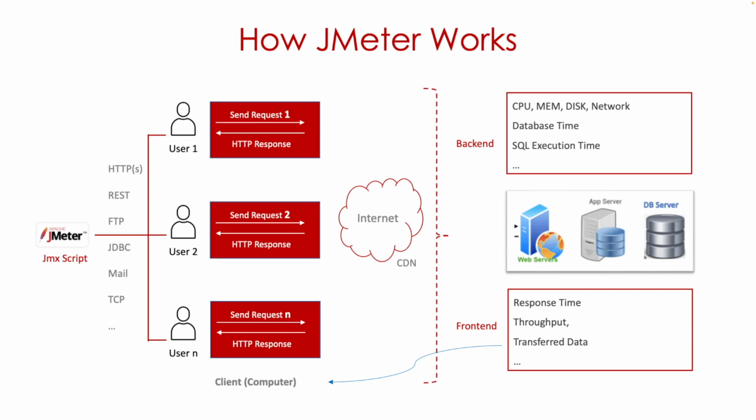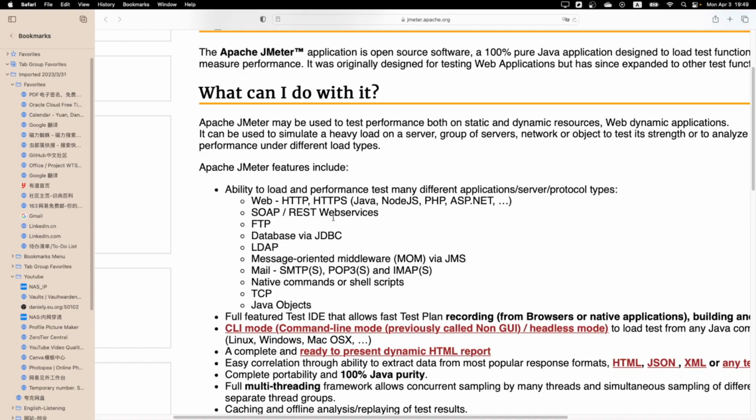As you know, JMeter is a tool for sending requests and generating load to the target system. That's totally true from the tools level, but I want to give you a little insight into how JMeter works. Actually, we create JMeter scripts with different protocols like HTTP, REST, FTP, JDBC, Mail, TCP, and so on. Let's go to the JMeter official site. As you can see, all the protocols that JMeter supports almost cover everything we need, like web, SOAP, FTP, database, LDAP, and so on and so forth.